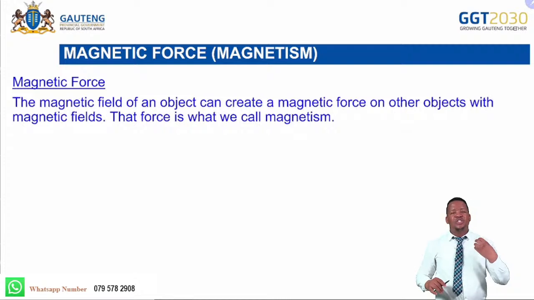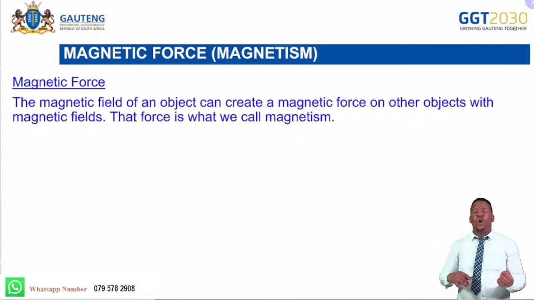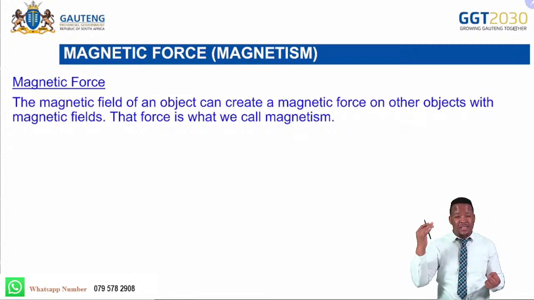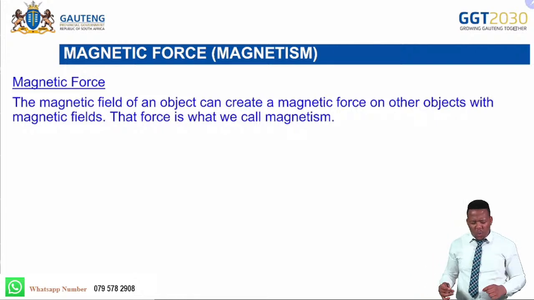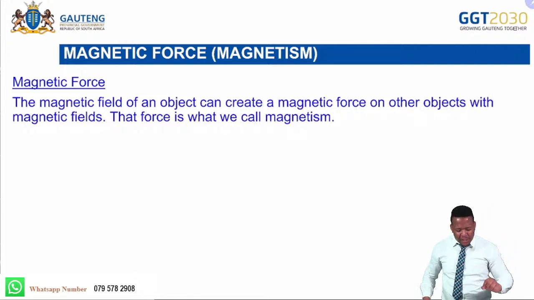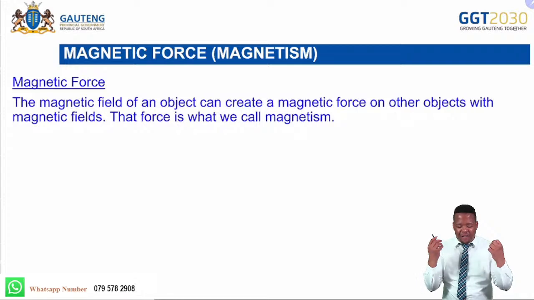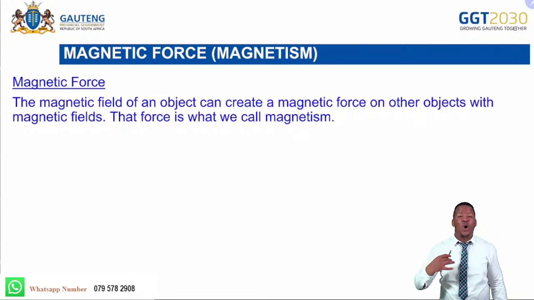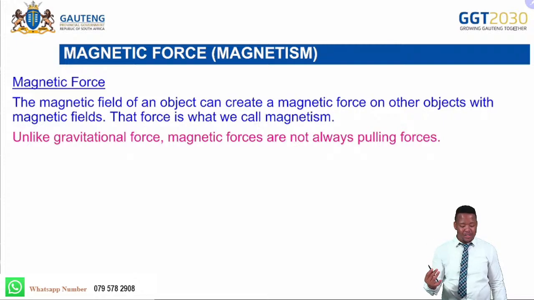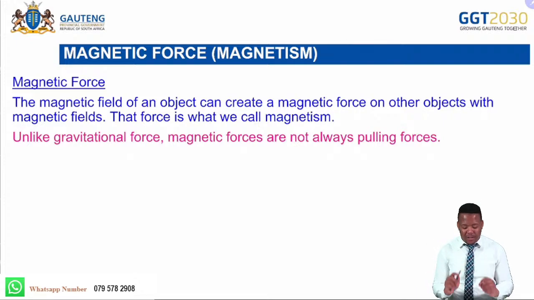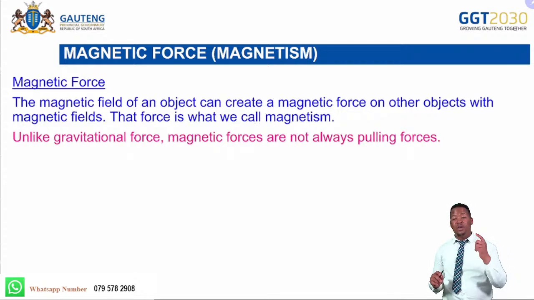When you talk about magnetic force, obviously there's going to be a magnetic field, right? The magnetic field of an object can create a magnetic force on other objects with magnetic fields. The force is what we call magnetism, right? So magnetism is the force. Unlike gravitational force, magnetic forces are not always pulling forces.